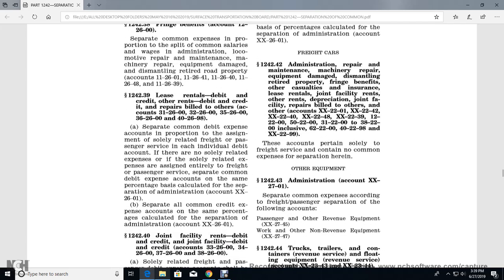1242.39: Lease rental, debit or credit for the rents, debit or credit repair bill for the others, account 3126, 0 32, 26 32, 26 0 35, 0 26 0 36, 26 0 40, 26 98.